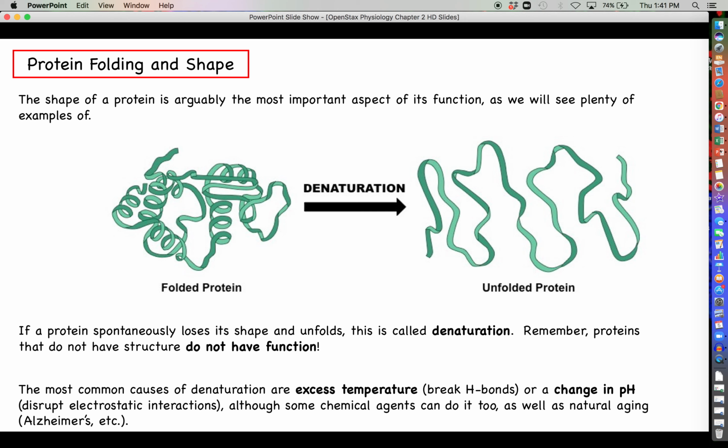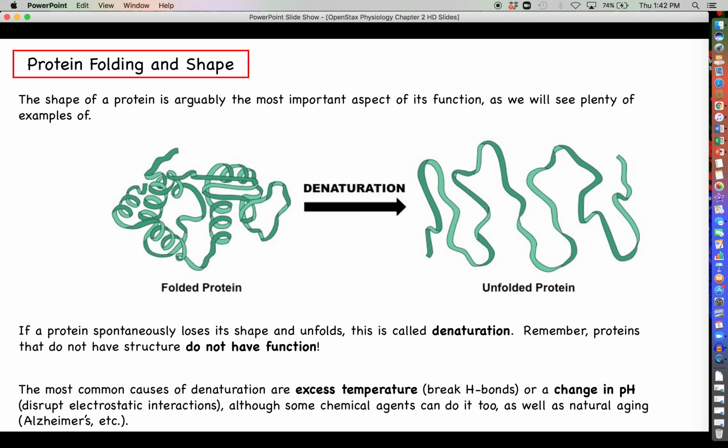So if that sounds kind of scary, if you're worried about your proteins denaturing, let's talk about what actually causes proteins to denature. As long as conditions in the cell and in the human body are favorable for protein folding, you shouldn't have to worry about this too much. But there are some conditions that make it favorable for a protein to become denatured. The most famous example of this is excess temperature. If you expose a protein to high temperature, that is going to break all of the hydrogen bonds that are stabilizing the secondary and tertiary structures.